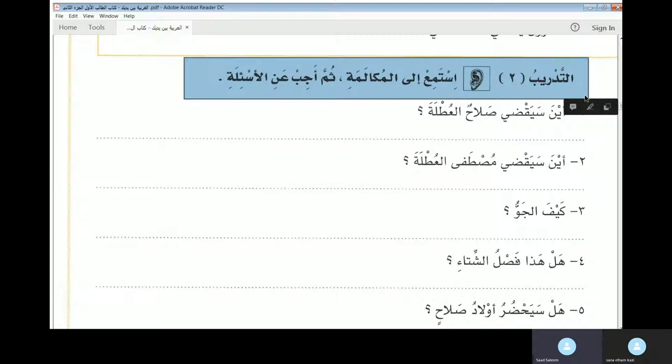Mustafa: Assalamu alaikum. Salah: Wa alaikum assalam. Mustafa: Where will you spend the weekend? Salah: The weather is moderate these days. I will go to the land.